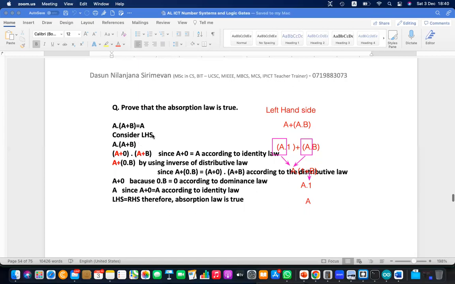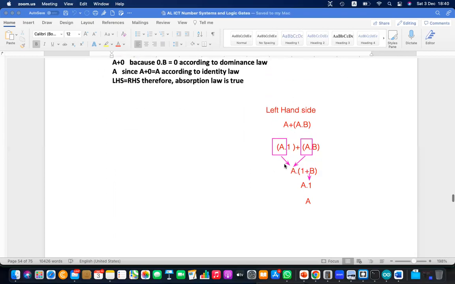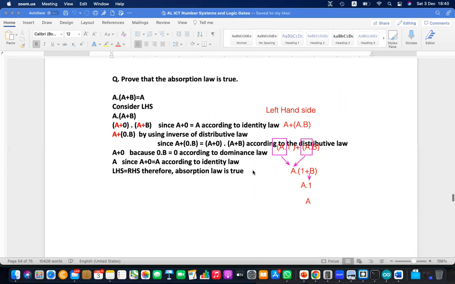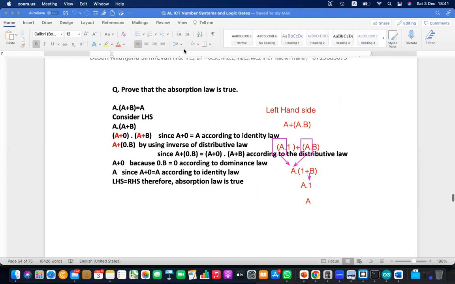Okay, you can consider the left hand side, and after considering the left hand side, you can put something like this, and so you can then come to a solution like this. So anyway, left hand side will become A, and therefore absorption law is true. Okay, so you can write down the question, prove that the absorption law is true.